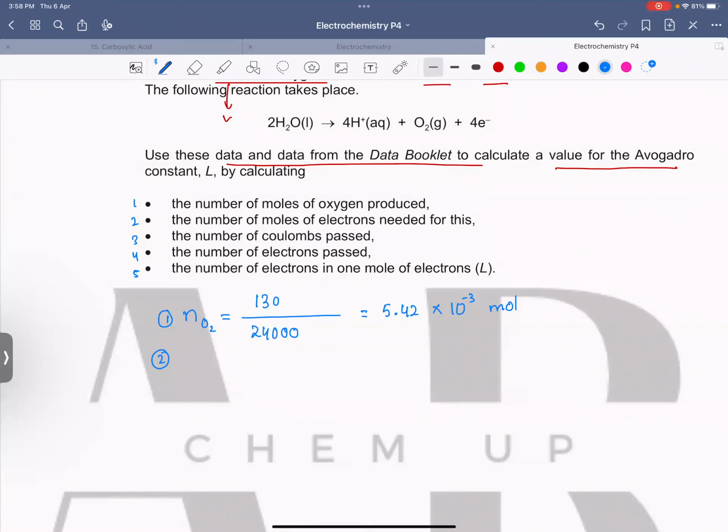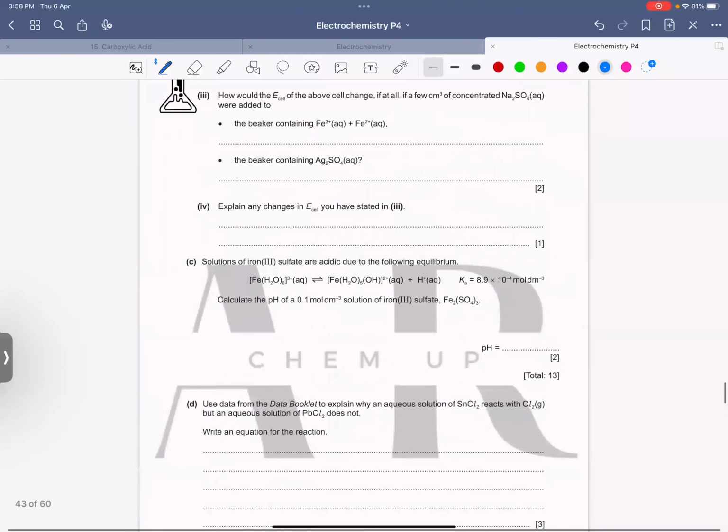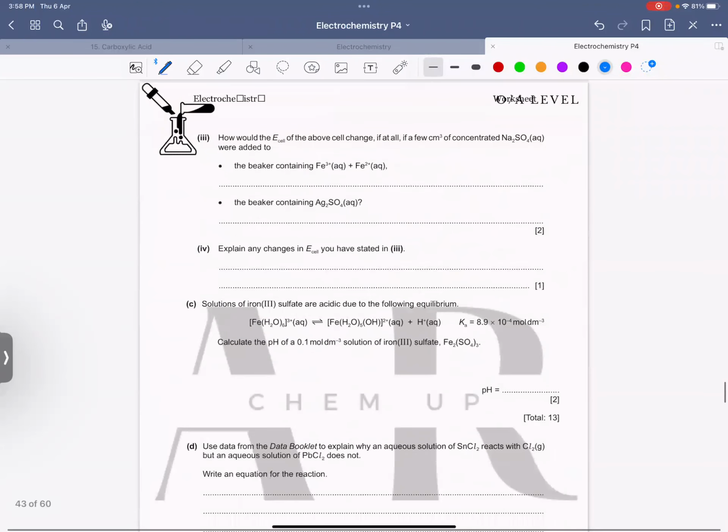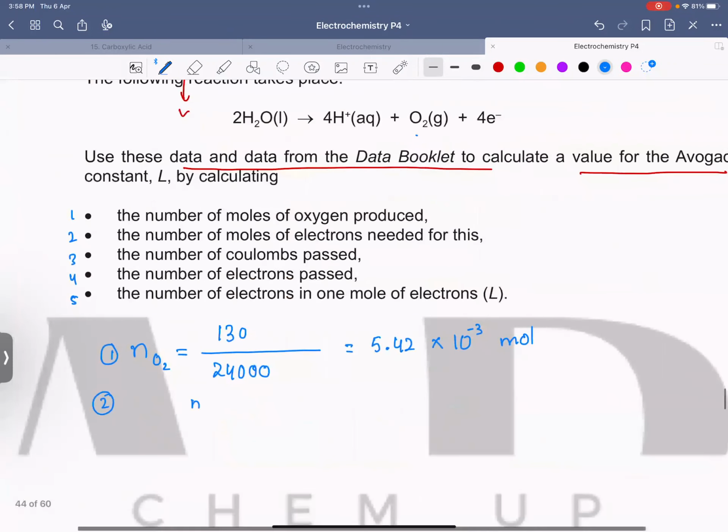Number of electrons needed for this. So what I'm observing is that for 1 mole of oxygen, how many electrons are needed? For 1 mole of oxygen, how many moles of electrons are needed? From the equation only. Moles and electrons. How many moles of oxygen are over here? 1. And how many electrons are needed? 4. So 1:4.